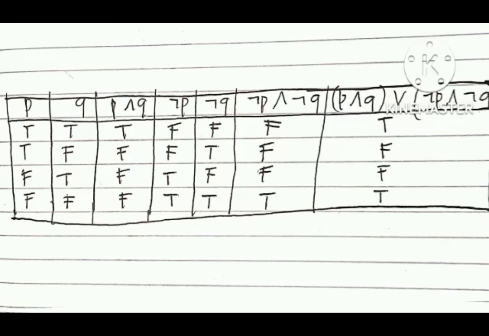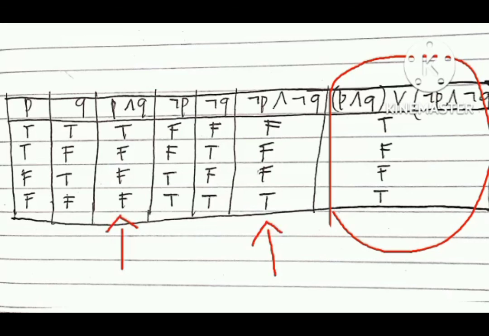Here in the second table, we can see that the equivalent form of P if and only if Q is P and Q, or not P and not Q, which is T, F, F, and T. We came to that kind of conclusion based on the third column and sixth column.